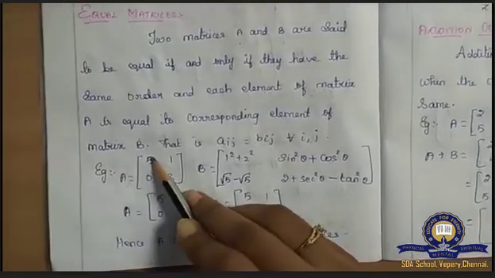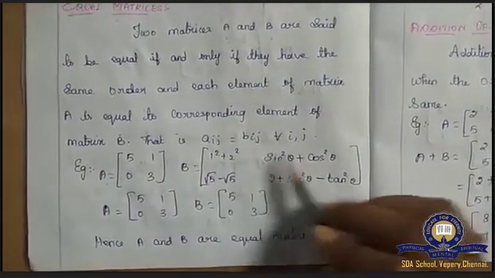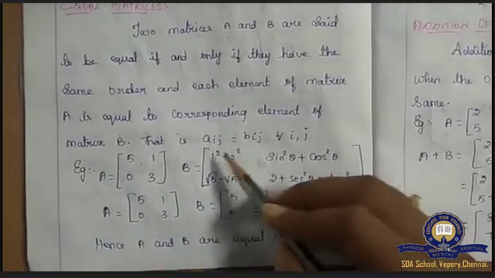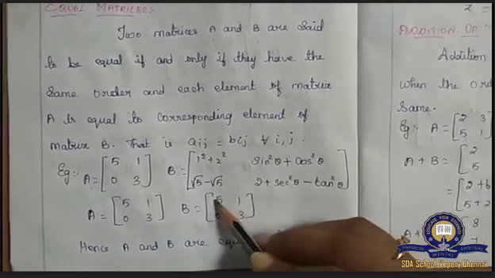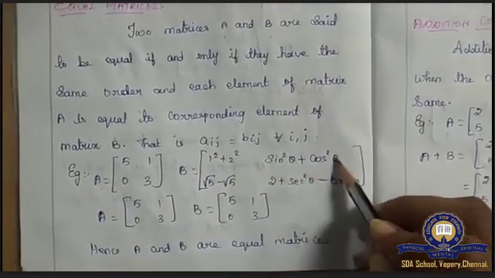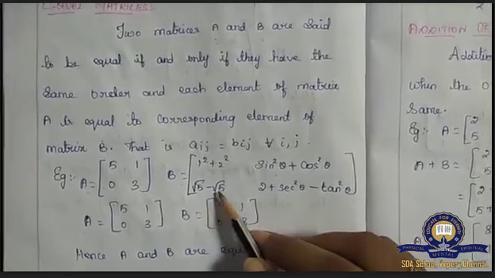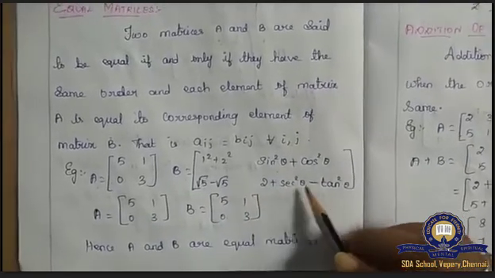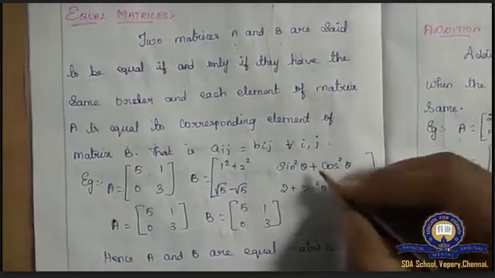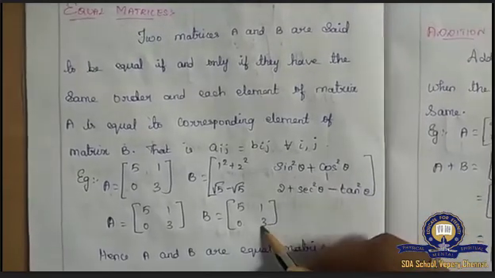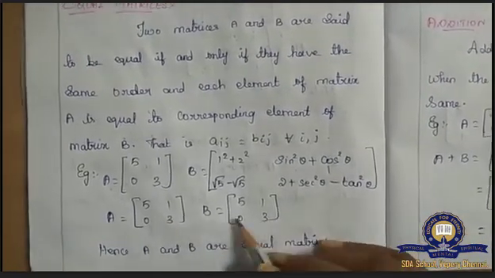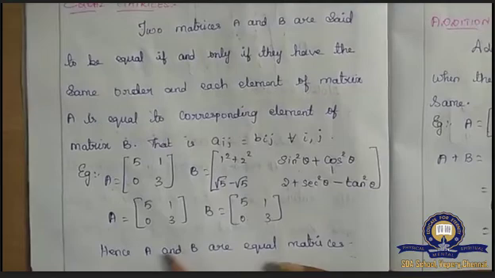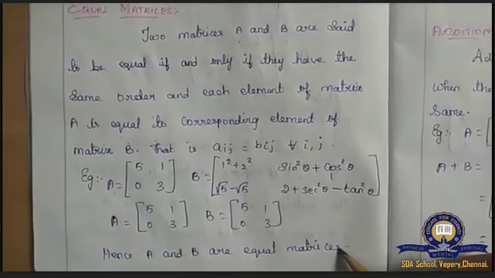Here I have taken A as 5, 1, 0, 3 and B as this one. So what is B? 1 square plus 2 square is nothing but 5. Sin square theta plus cos square theta is 1, root 5 minus root 5 is 0, and 2 plus secant square theta minus tan square theta will be 2 plus 1, which is 3. So can I say A and B are equal matrices? Hence A and B are equal matrices.